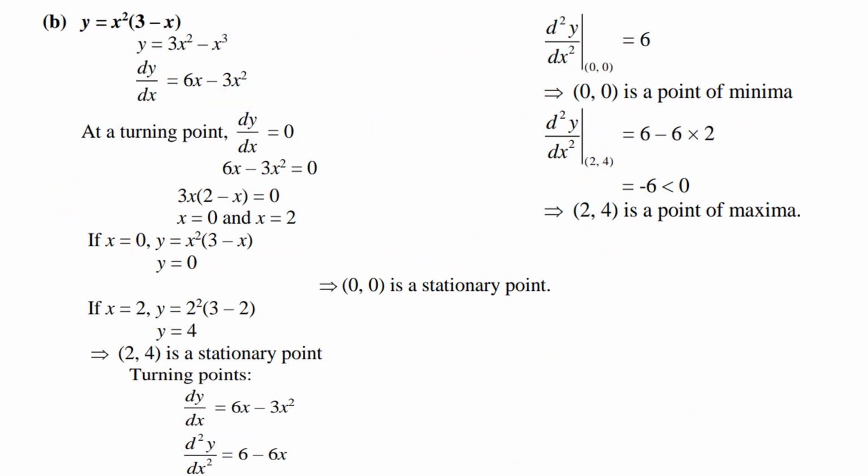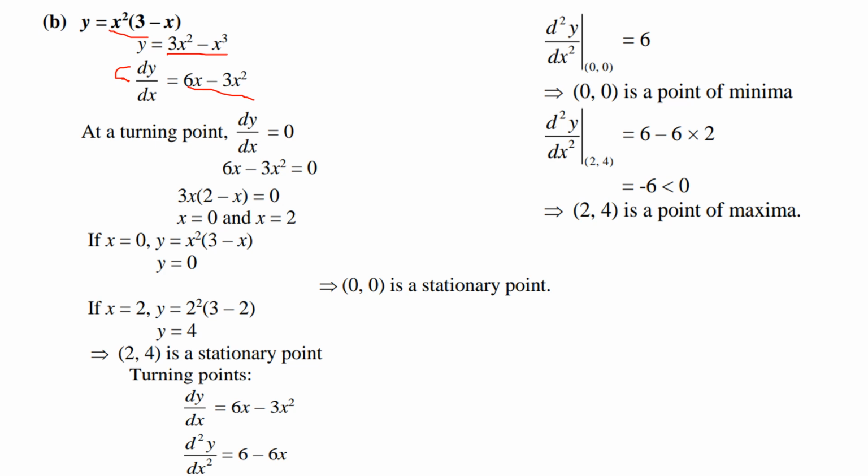Last example, you are given y equals x squared times (3 minus x). First of all, we open brackets so that we can ease our differentiation. Opening brackets, we end up with 3x squared minus x cubed. So we find the first derivative, which is going to be 6x minus 3x squared.